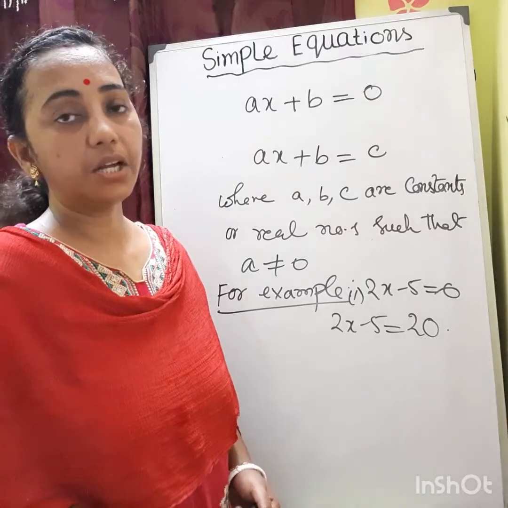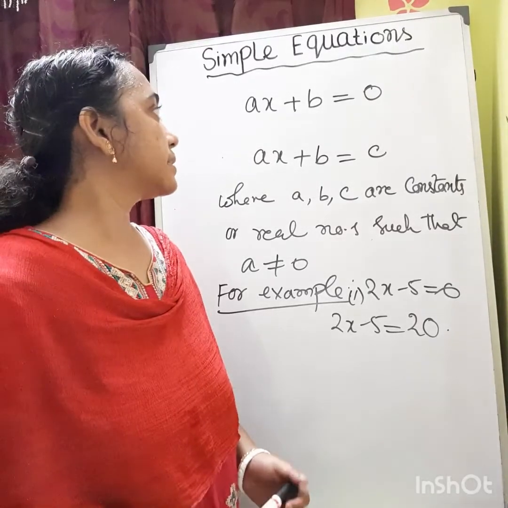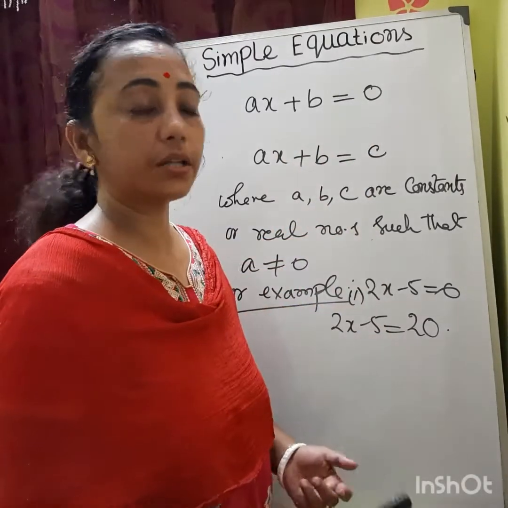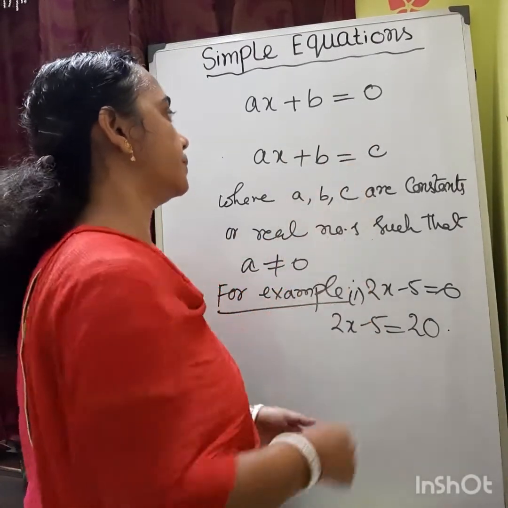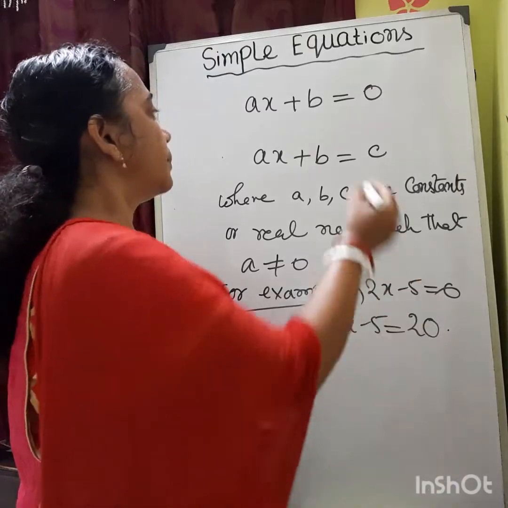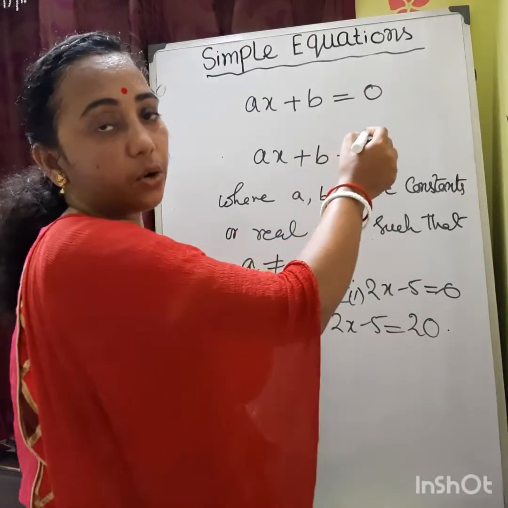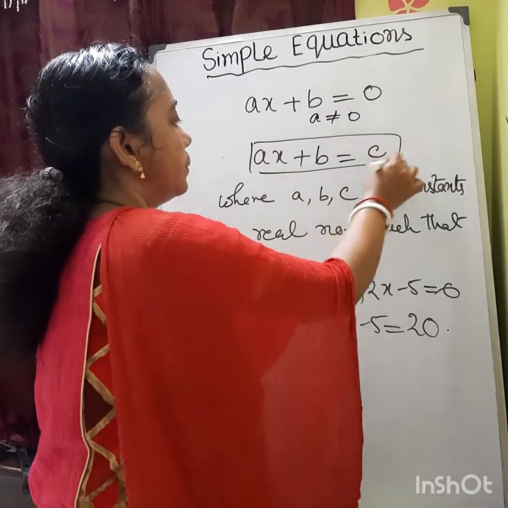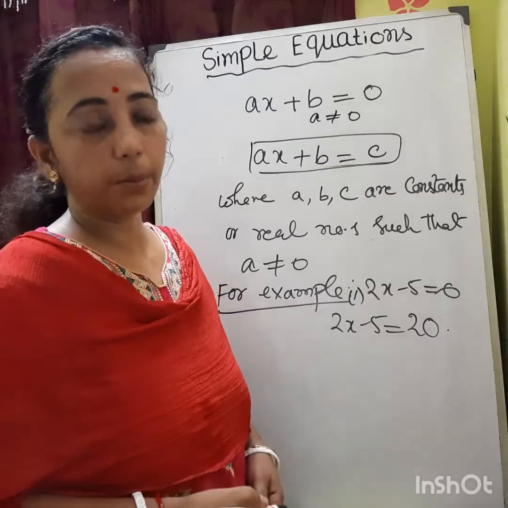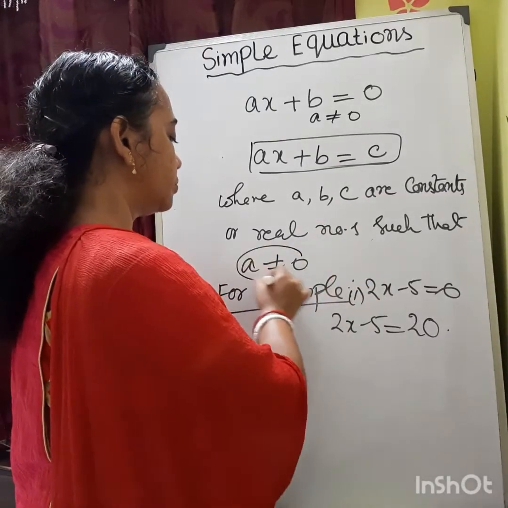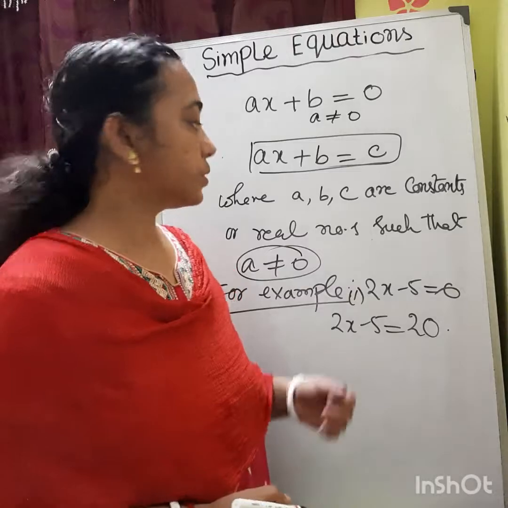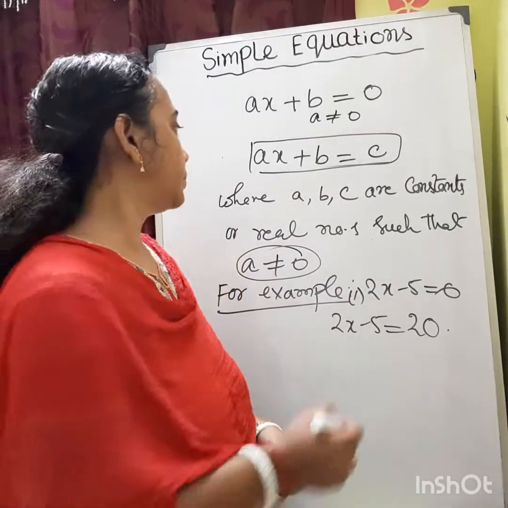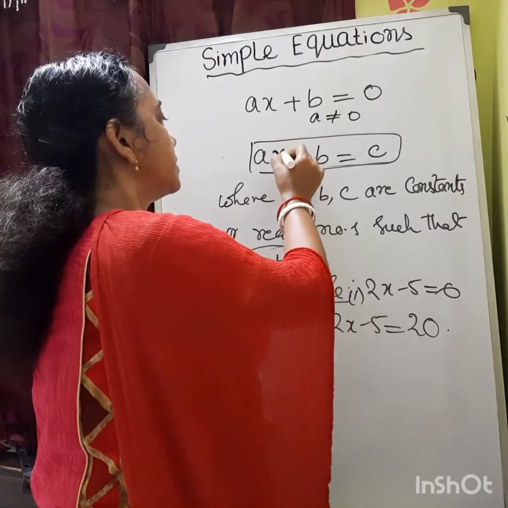So generally a linear equation in one variable, or we can say a simple equation, can be written as ax plus b equal to 0, or in other words ax plus b equal to c. In this case, a and b are constants and a not equal to 0, and in this case also a, b, c are constants, or we can say real numbers, such that a not equal to 0. This is the main condition here. So this form of an equation is called a linear equation in one variable, because here the power of the variable is 1.